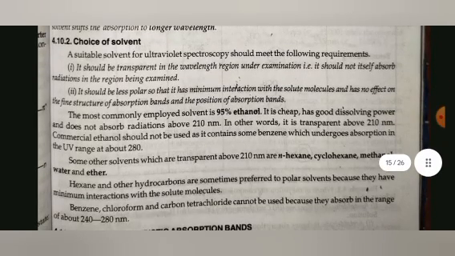A suitable solvent for ultraviolet spectroscopy should meet the following requirements. First, it should be transparent in the wavelength region under examination. It should not itself absorb radiation in the region being examined. Second, it should be less polar so that there is minimum interaction with the solute molecule and it has no effect on the fine structure of the absorption band and the position of the absorption band. The most commonly employed solvent is 95% ethanol. It is cheap, has good dissolving power, and does not absorb radiation above 210 nanometer.